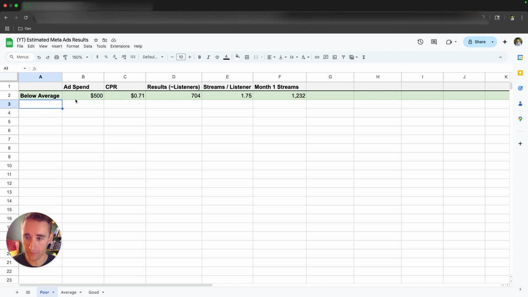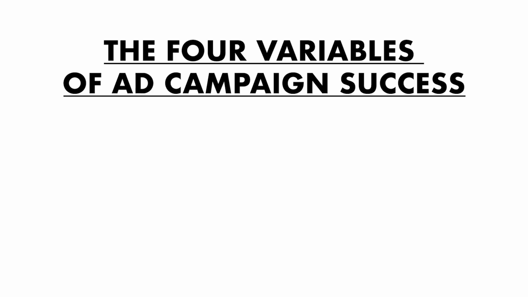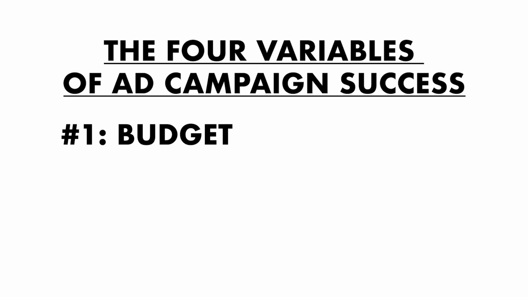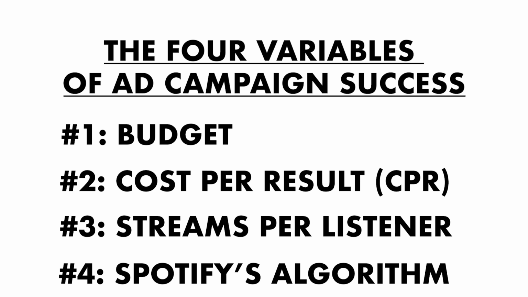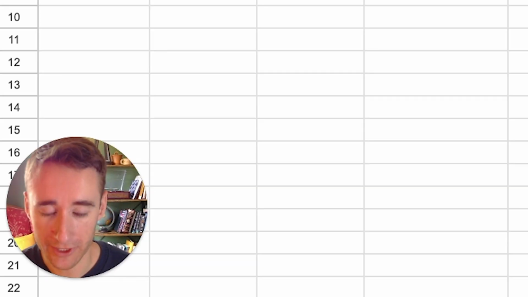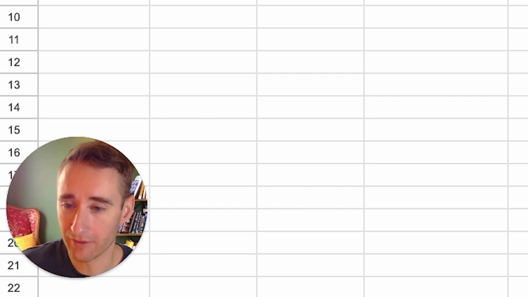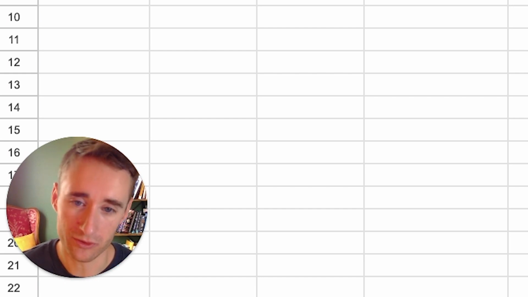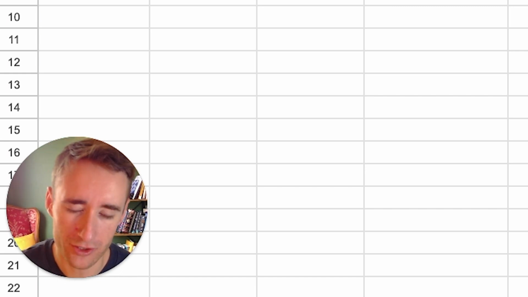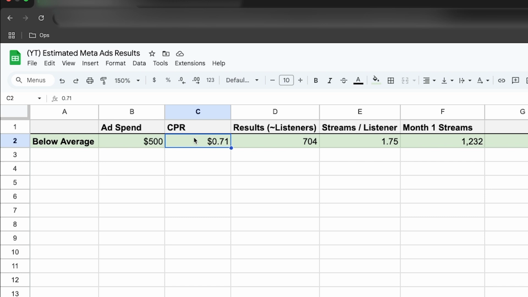Below average to start. There are 4 factors that determine how many streams you get. I talked about this in a recent video. Those are the budget that you're spending, the cost per result, how many streams you get per listener, and algorithmic activity. Now, I haven't factored in algorithmic activity on the spreadsheet because it is harder to attribute directly to ads, but obviously the budget is a pretty hard number, and then cost per result and streams per listener are also very hard numbers. They're just easier to track in terms of how your ads are influencing them. So this is a below average scenario.